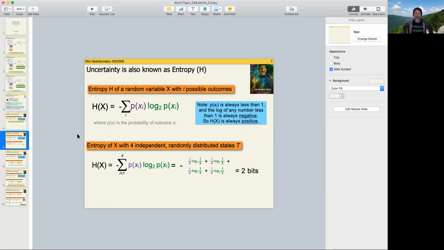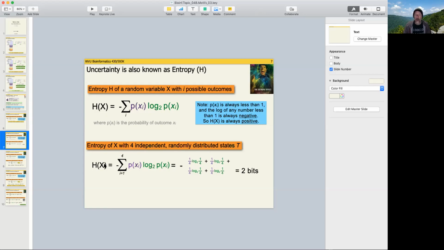Okay, so let's say we have a random variable X, and it has 4 independent, randomly distributed states. This is equivalent to a 4-sided die. Those randomly distributed states are the rolls of the dice. They are independent. One roll does not depend on what the previous roll did or what future rolls will do. And they are randomly distributed. The dice aren't weighted. There's no prevalence of one number over another. Okay, we call those states capital T.